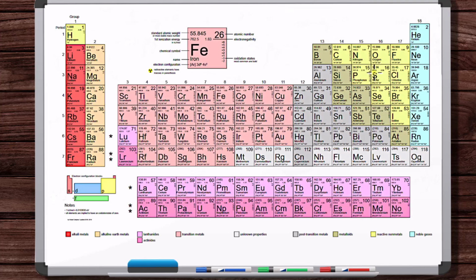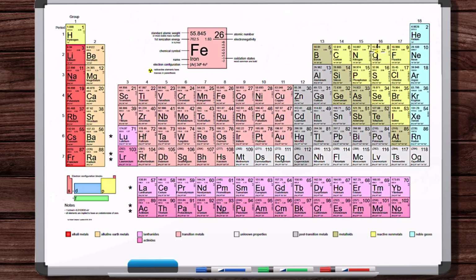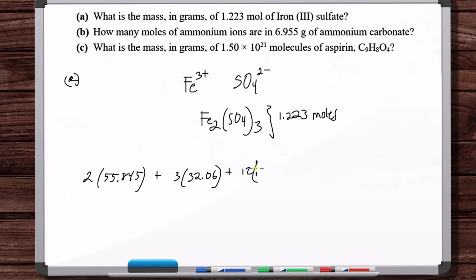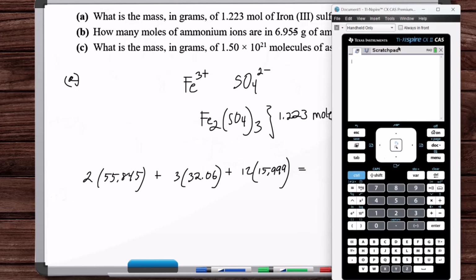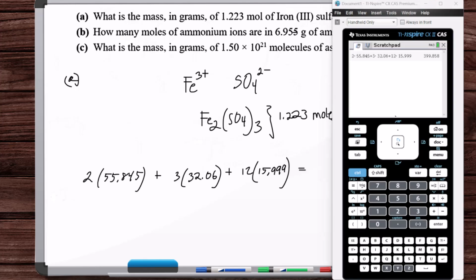Atomic weight of sulfur is 32.06. And then atomic weight of oxygen, 15.999. Okay, add all this up. $399.858.